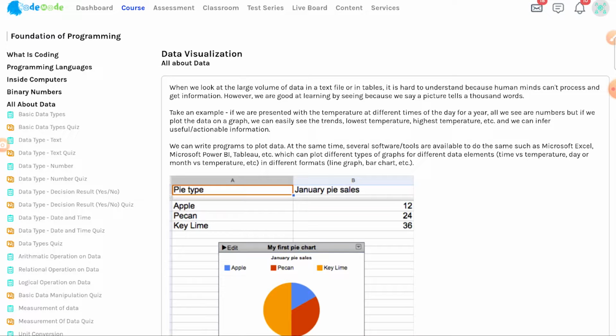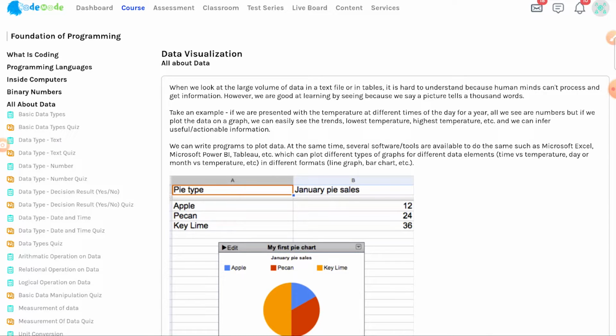When we look at a large volume of data, and what I mean by large volume of data is you're looking at millions of rows in multiple tables or even in a text file, it is very hard to understand or interpret because humans are not good at processing and getting the information. However, we are good at learning by seeing, because as we say, a picture tells 1,000 words.